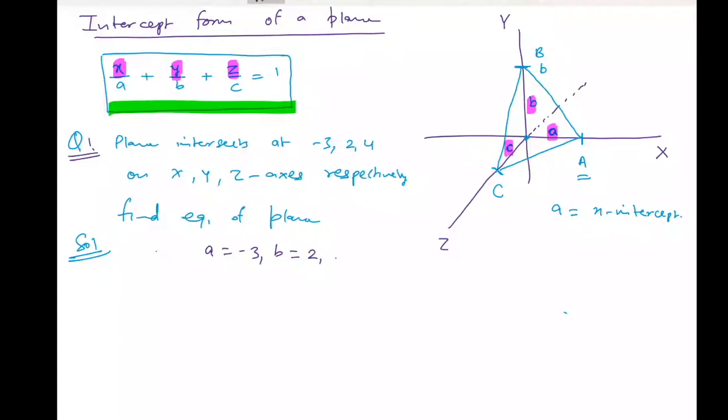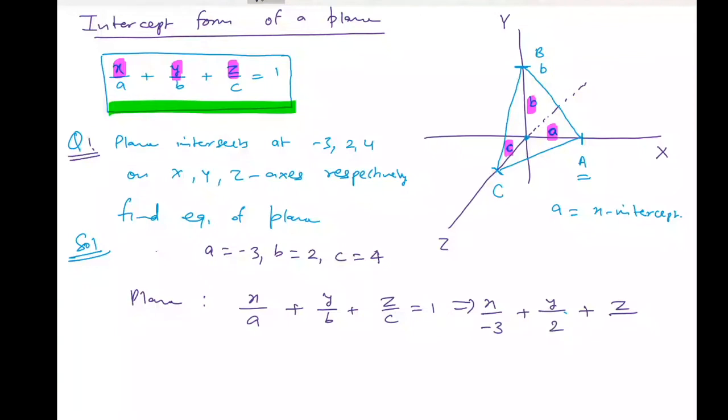Now what is the equation of plane? Plane is x by A plus y by B plus z by C is equals to 1. You just need to put the values of A, B and C. Value of A is nothing but -3, B is 2, C is 4, equals to 1. Now you can just simplify. Best will be to take LCM of these denominators. That is nothing but 12. Multiply both sides by 12.